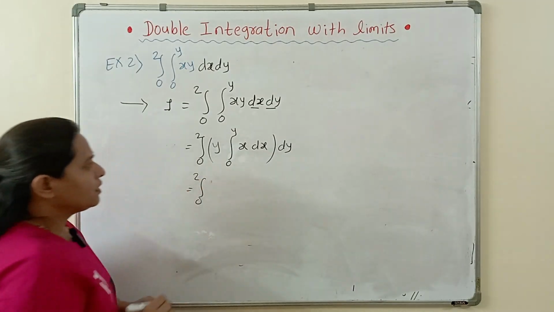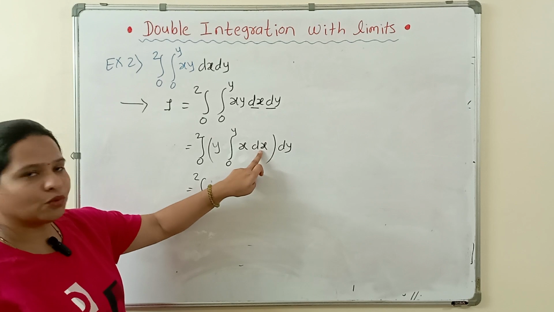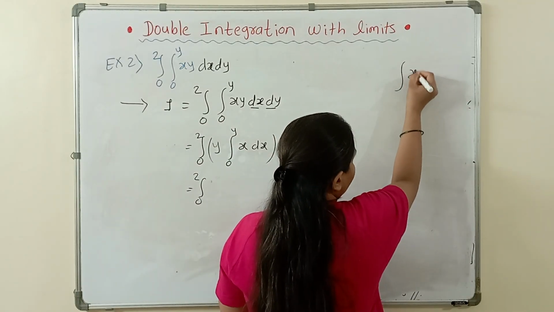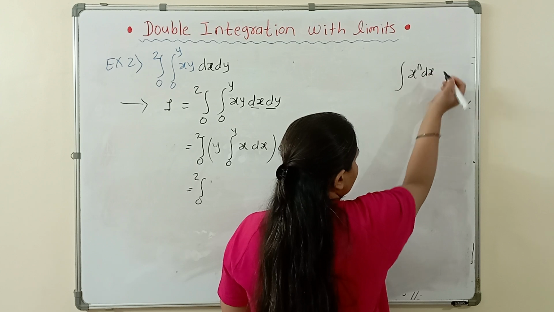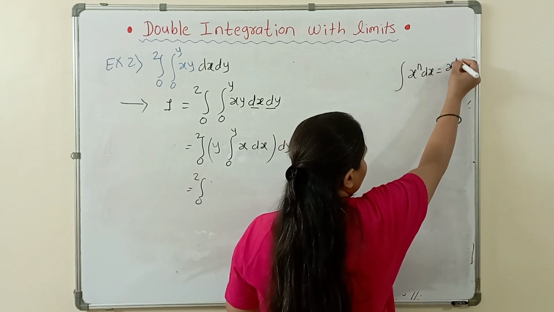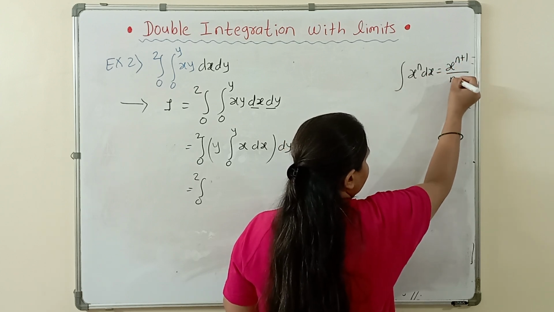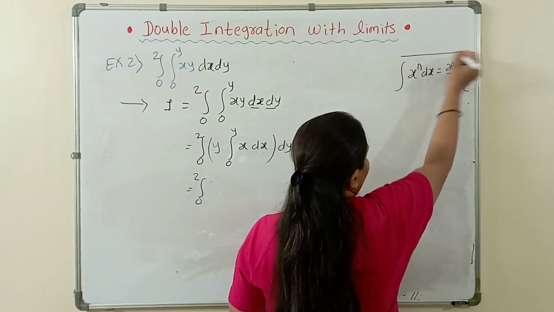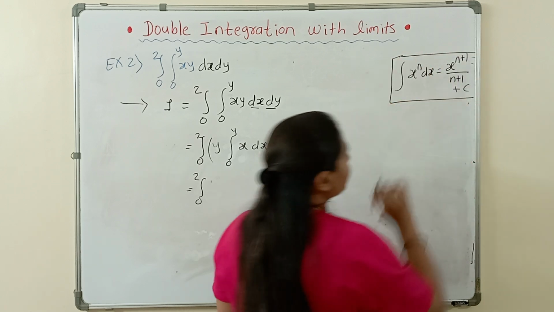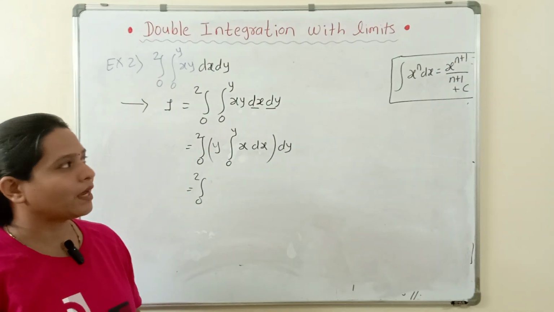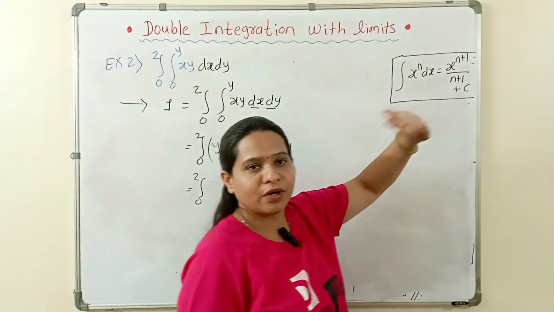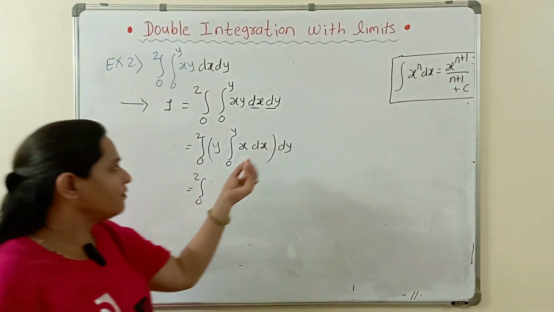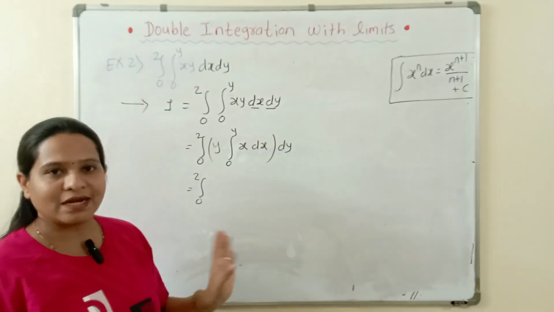0 to 2. Now integration of x with respect to x. Now recall the formula. Which formula? Integration of x raised to n dx. What is the formula? It is x raised to n plus 1 upon n plus 1 plus c. This is the important formula of integration: integration of x raised to n dx is x raised to n plus 1 upon n plus 1 plus c when the limits of integration are not given. But here we already have the limits with the integration, so we will not add a c here, right?